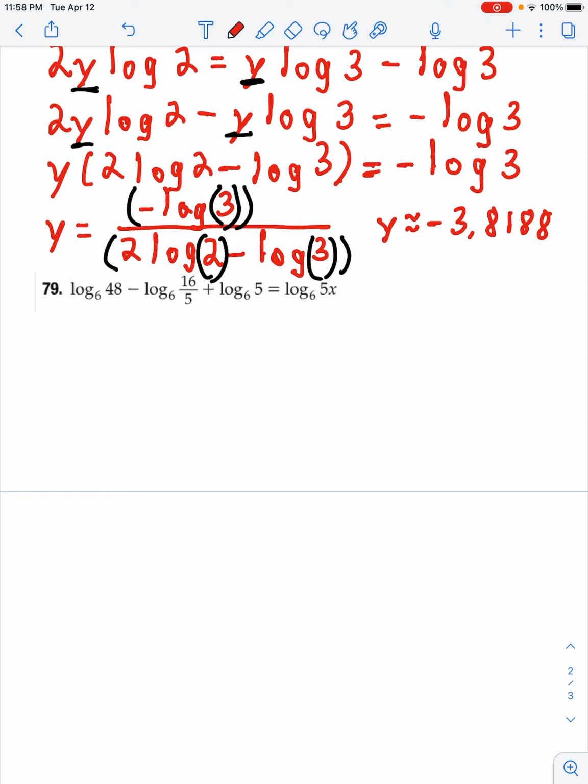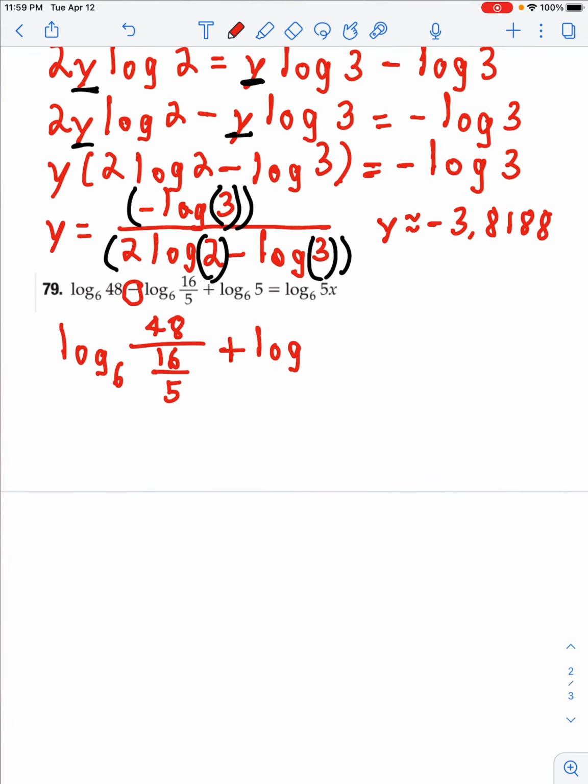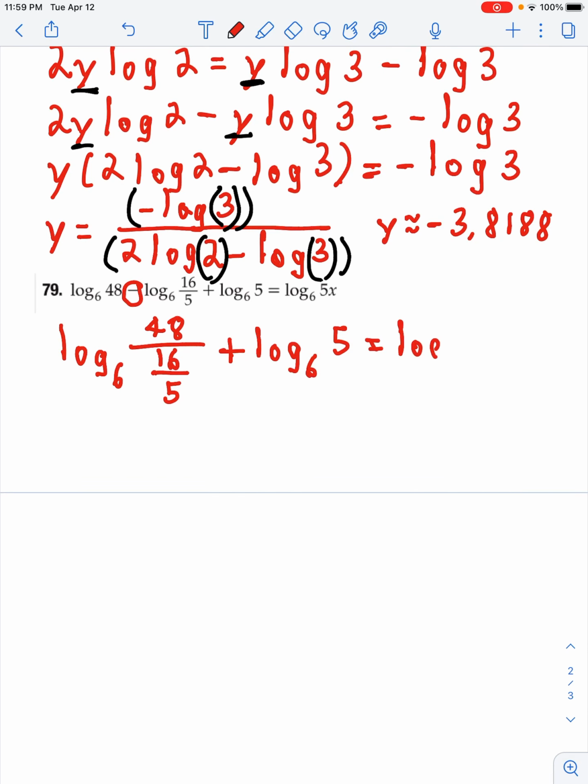So we're going to combine, and the first operation I see is subtraction here. Subtraction means I need to rewrite those first 2 logarithms as a single log, base 6, but I'm taking the quotient, I'm literally taking 48 divided by the fraction 16/5, and then I still have plus log base 6 of 5 equals log base 6 of 5x.